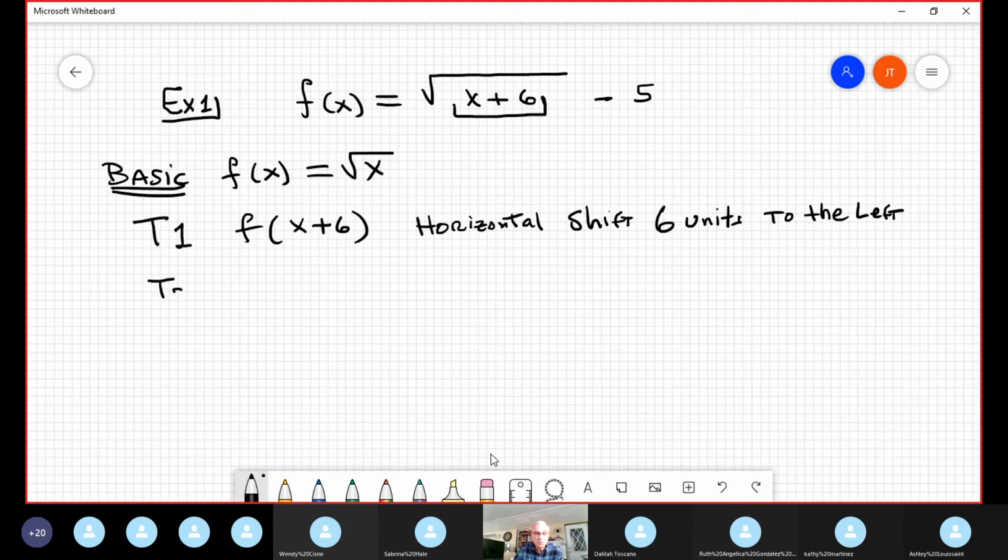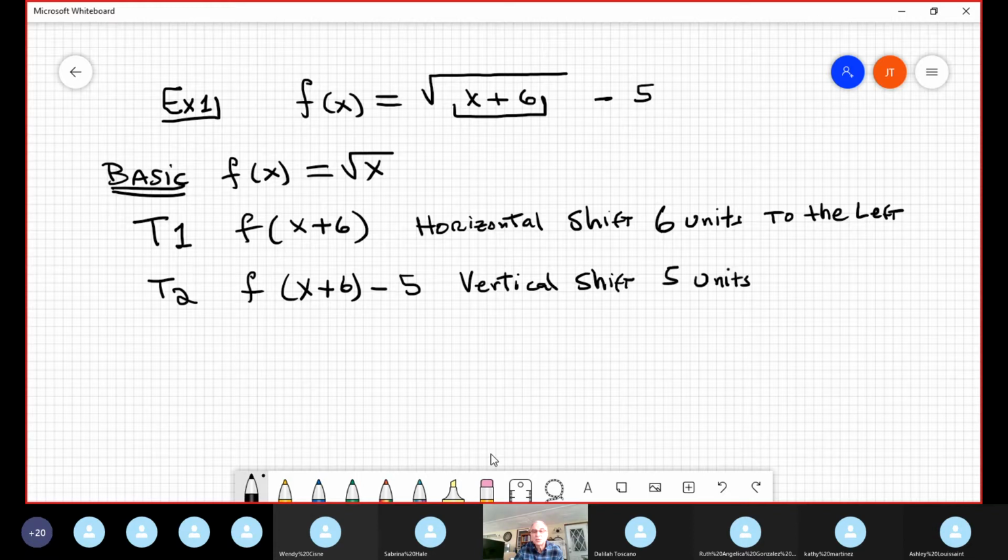And transformation number 2, is f of x plus 6. Maybe you see more clearly in the function notation. Minus 5 is a vertical shift, 5 units. In what direction? Down, because it's negative 5. Because it's negative 5. This is the idea.